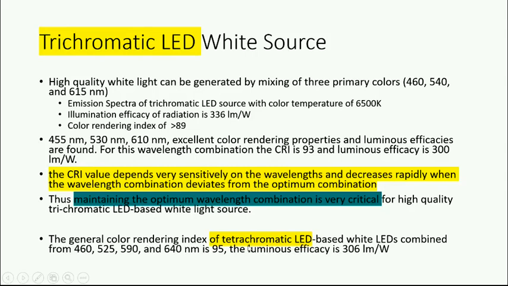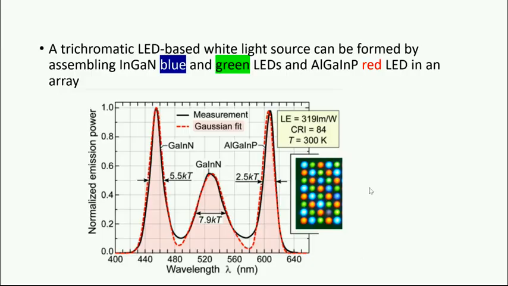In the general tetrachromatic LED white sources, the wavelength combination is 460, 525, 590, 640, and the CRI value is 95, and the luminous efficacy is 306. We will discuss more about these trichromatic LED white sources in the coming session, okay? A trichromatic LED white source, this is asked in university questions.